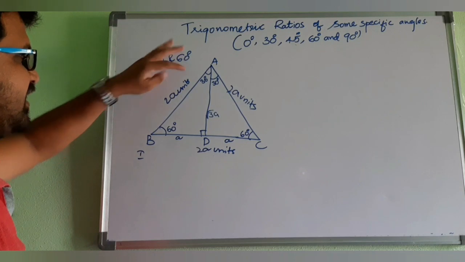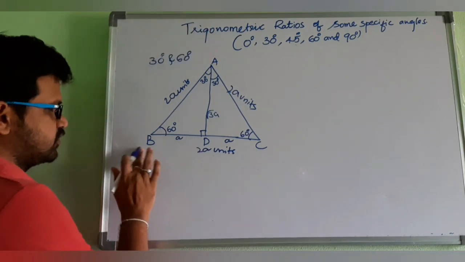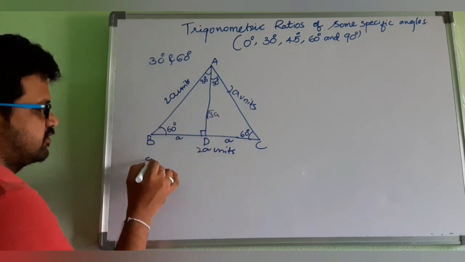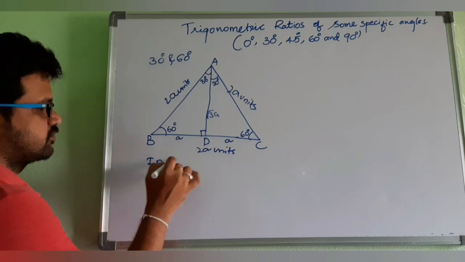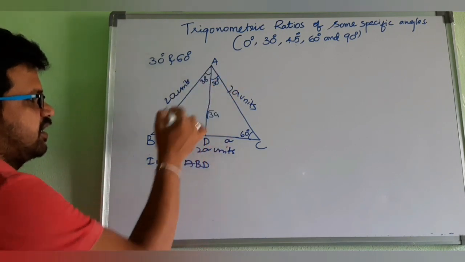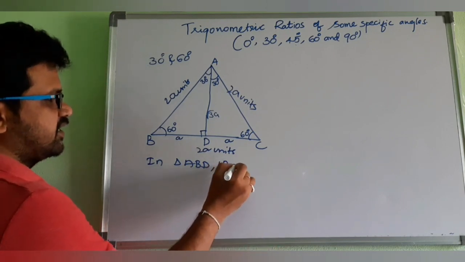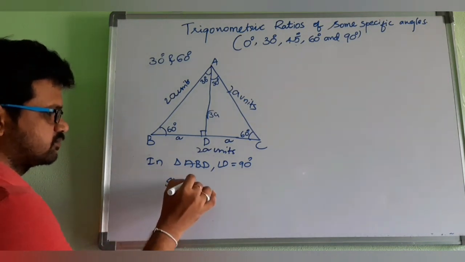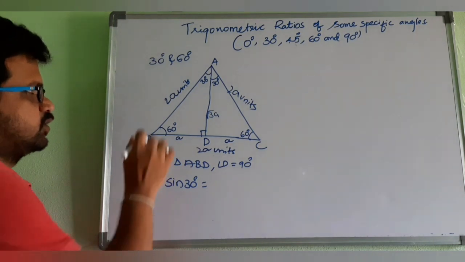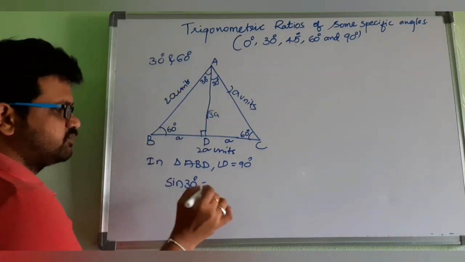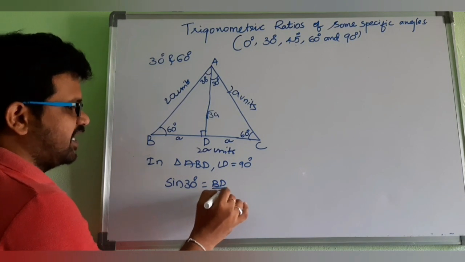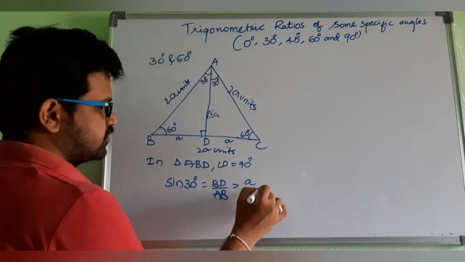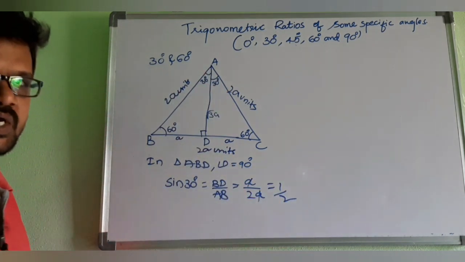Next, let us take 30 degrees, this angle. In any triangle, here both are similar triangles. Let us take triangle ABD. In triangle ABD, angle D is 90 degrees. So I am taking now this angle. Sine 30 degrees. With respect to this angle, what is the opposite side? BD. So BD by AB. BD is A units divided by AB is 2A. So A cancel, that is 1 by 2. Sine 30 degrees value is 1 by 2.